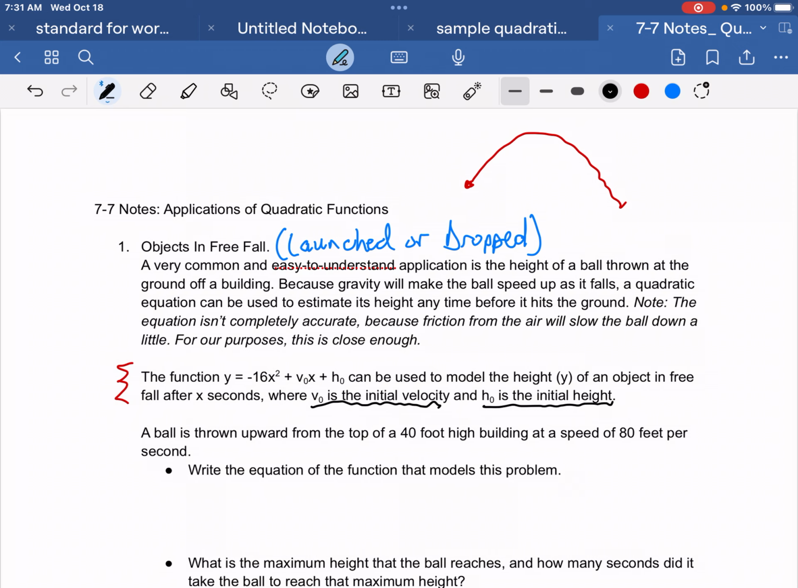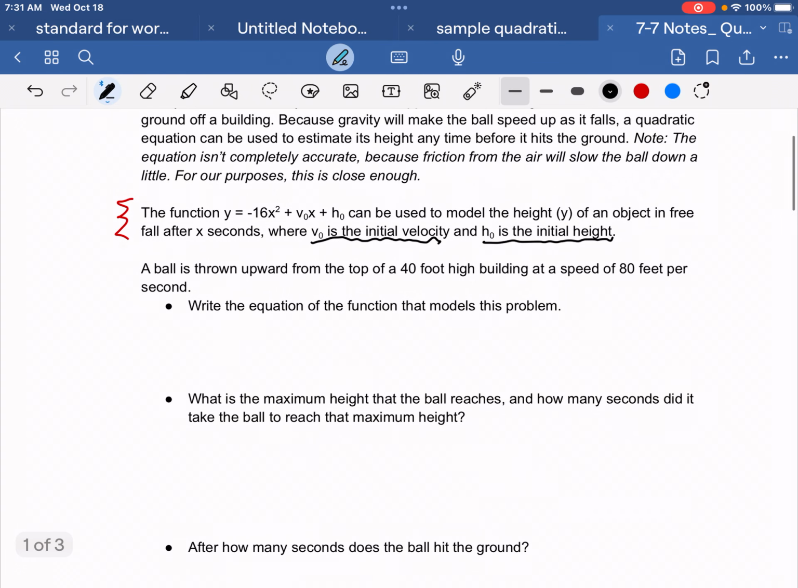So if we read this first example, a ball is thrown upward from the top of a 40-foot high building at a speed of 80 feet per second. You'll notice that the 40-foot high building is the initial height, so that's h subscript 0. At a speed of 80 feet per second, that's the initial velocity. So very quickly, we have y equals negative 16x squared plus 80x, substituting the velocity, plus 40. This quadratic function describes the path of the ball.